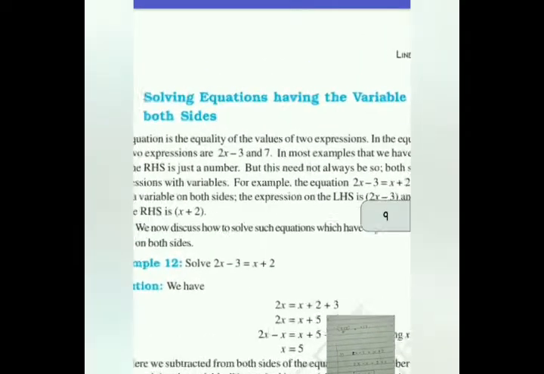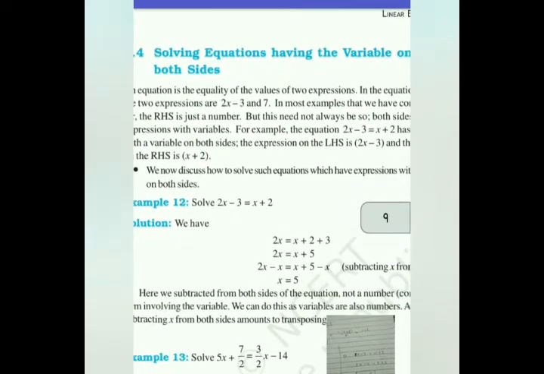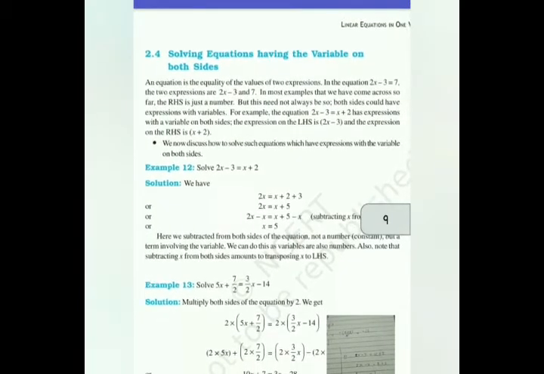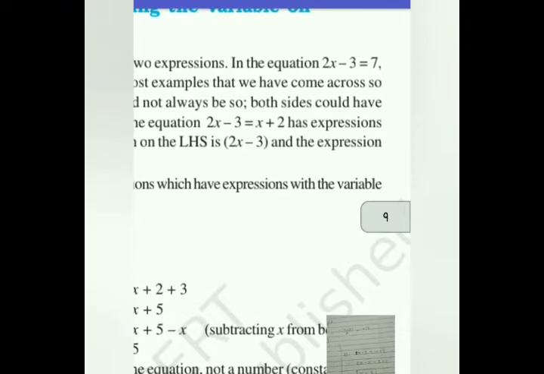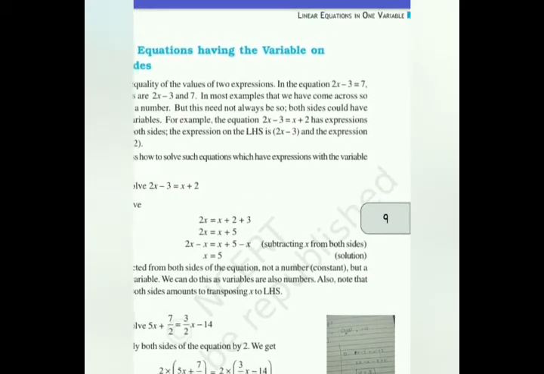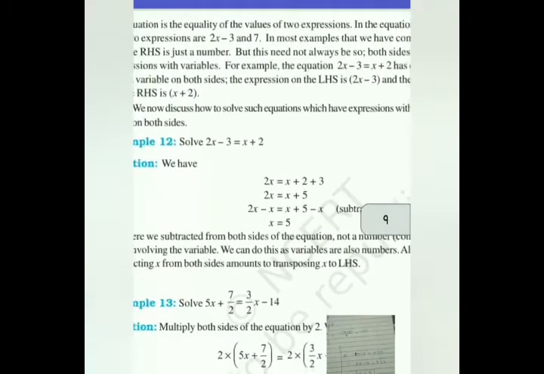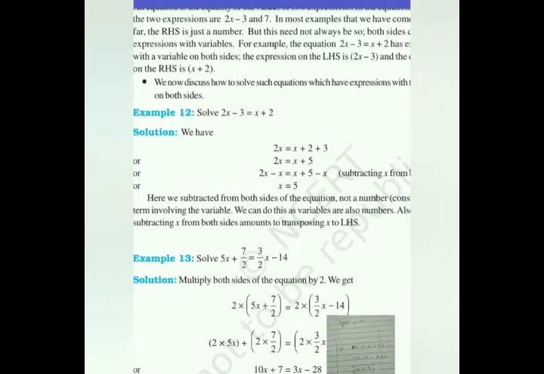Our next topic is solving equations having a variable on both sides. In this case, both sides can have expressions with a variable. For example, 2x minus 3 is equal to x plus 2. Both sides have the variable x. So we take some examples. Here we take example number 12. Solve 2x minus 3 is equal to x plus 2.